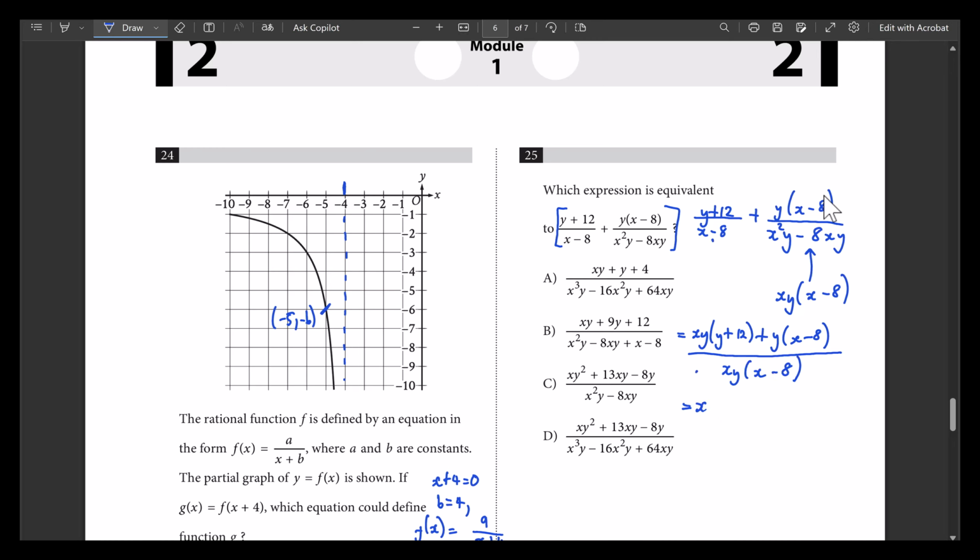Expanding this, we get xy squared plus 12xy plus xy minus 8xy, all over xy multiplying x minus 8, and we get xy squared plus 13xy minus 8y all over xy multiplying x minus 8. And from the options that we have, the answer is C. Please note x squared y minus 8xy is this one that we factorized.